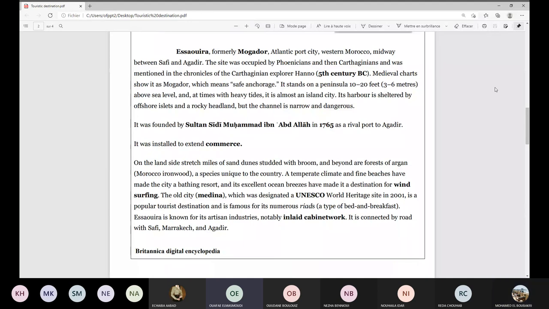And with the heavy tides, it's almost an island city. Its harbor is sheltered by offshore islets and the rocky headland, but the channel is narrow and dangerous. Continue. It was founded by Sultan Sidi Muhammad ibn Abdullah in 1765 as a rival port to Agadir. It was installed to extend commerce. Nice job. Okay.